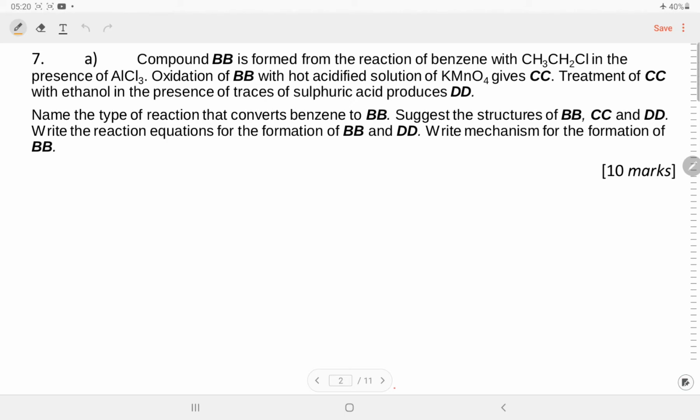7A. This is an organics question, so it is important for you to follow every line of the question and try to make the mapping of the question. The first line: Compound B is formed from the reaction of benzene with chloroethane in the presence of AlCl3. So you need to have the chloroethane react with benzene in the presence of AlCl3.